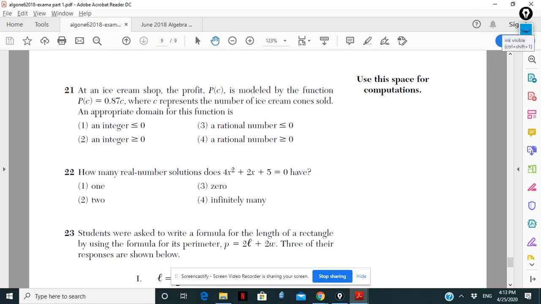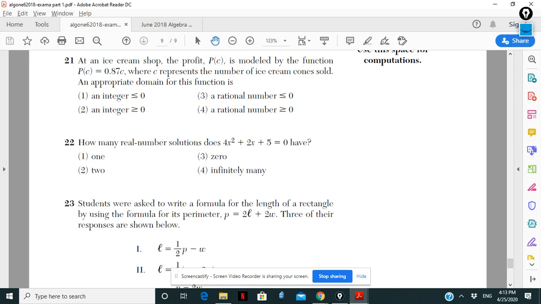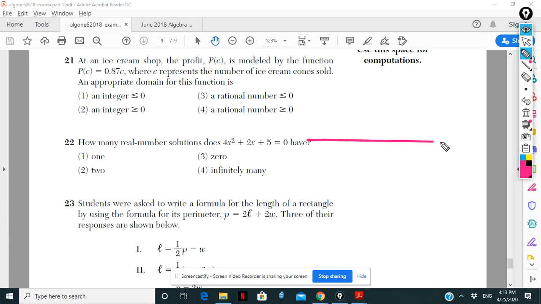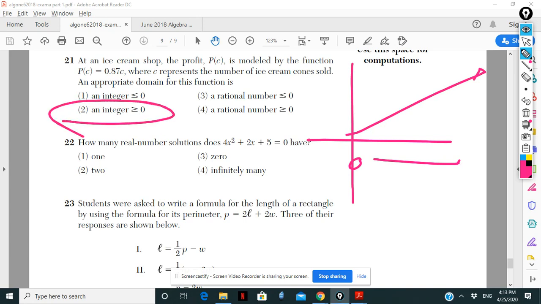Question number 21. At an ice cream shop, the profit P(C) is modeled by the function P(C) equals 0.87C, where C represents the number of ice cream cones sold. What is an appropriate domain for this function? You can't sell a negative number, so I start from 0 and it goes increasing. So any integer greater than or equal to 0.